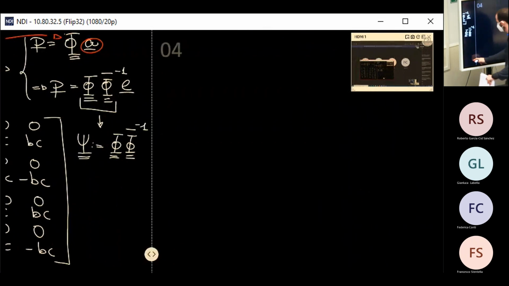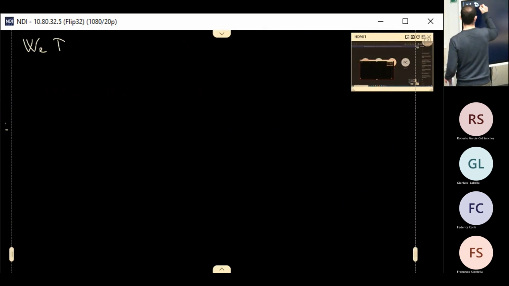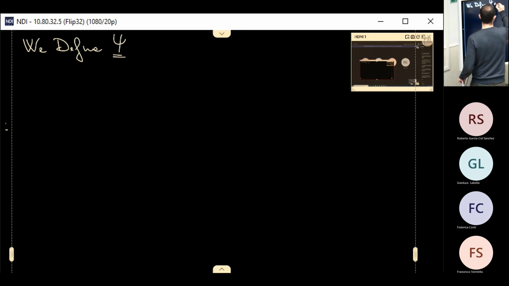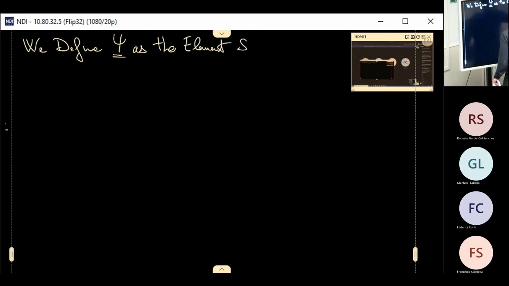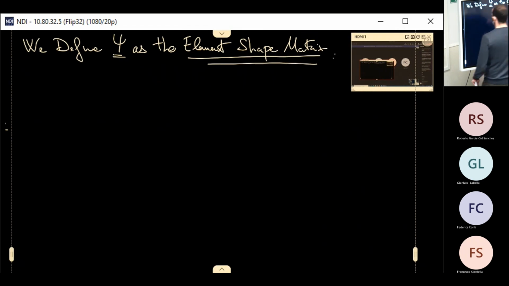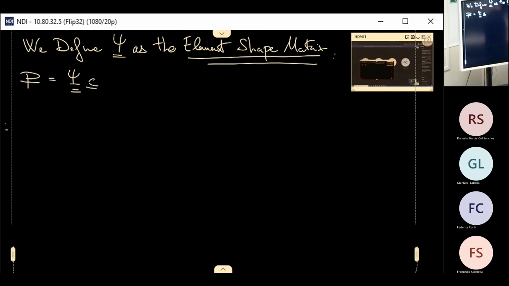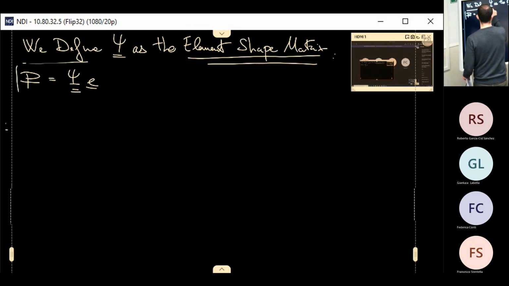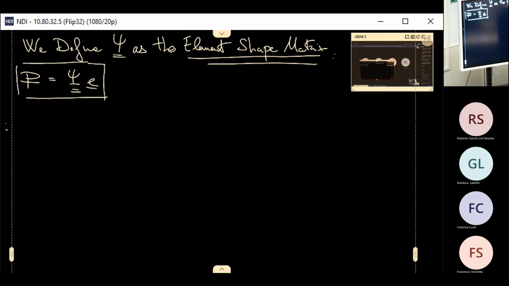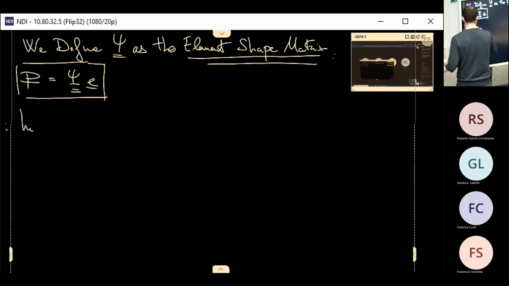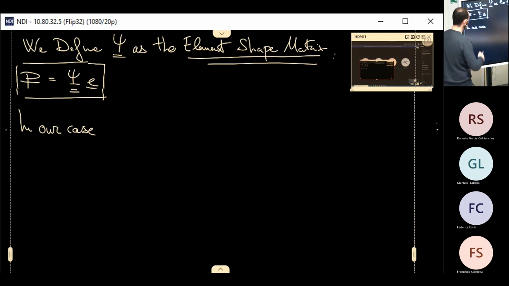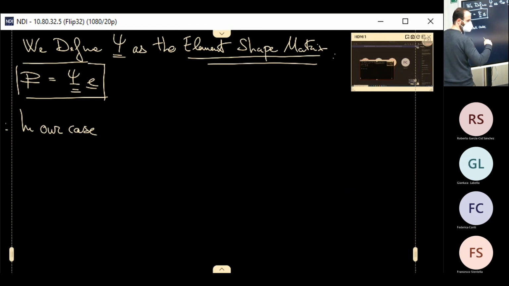So we define C as the element shape matrix. And we have again that P is equal to C times E. And this is typical of an element type. Okay. In our case, if you do all the math, so if you actually invert phi over bar, you multiply by phi.